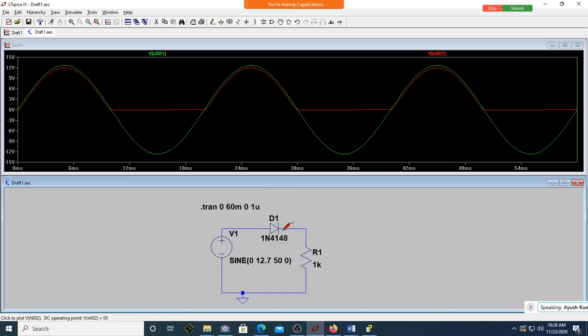You can select any diode. So what I'll do is I will put a capacitor. Let this be 1N4148.